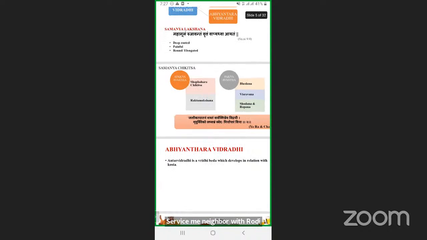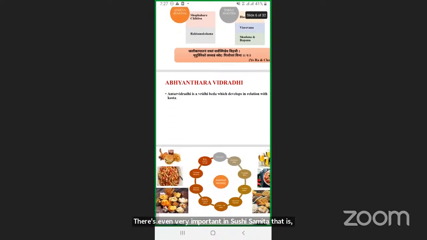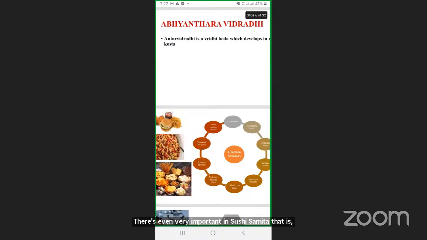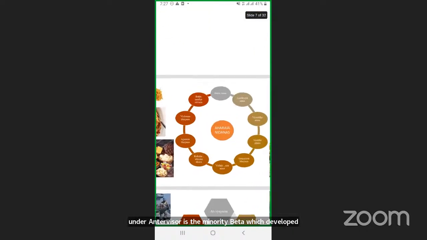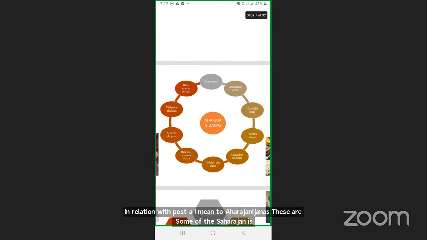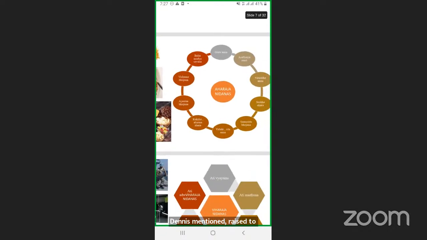Next, coming to the treatment of Abhyantara Vidradi, which is given very importance in Sushruta Samhita, that is, Antar Vidradi is the Vidradi which develops in relation with Kostha. Coming to Aharaja Nidanas, these are some of the Aharaja Nidanas mentioned by Acharya Sushruta, like Guru Anna, Asatmya Anna, Viruddha Anna, Sushka, Samtushta, Vidahi, Ruksha, Ushna, Ajirna Bhojana. These are the Aharaja Nidanas.